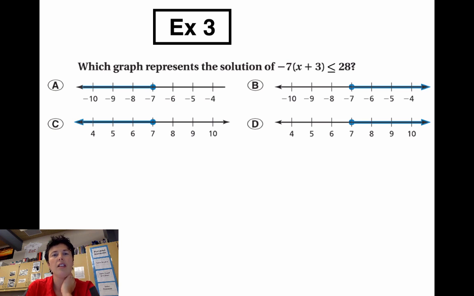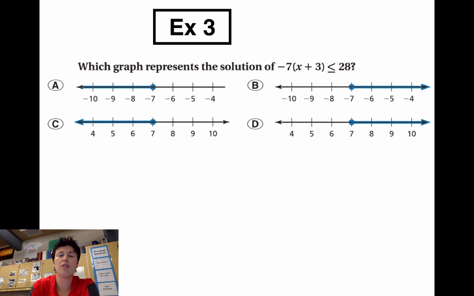Okay, but moving on, if you're ready, example 3. Let's look at a multiple choice problem. We don't talk in class about multiple choice enough, so let's look at one. Here it is. Which graph represents the solution of -7(x + 3) is less than or equal to 28? We have 4 possible answers here, A, B, C, or D. We want to know which one's the right one.